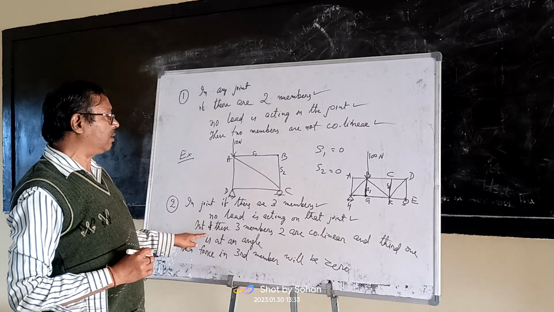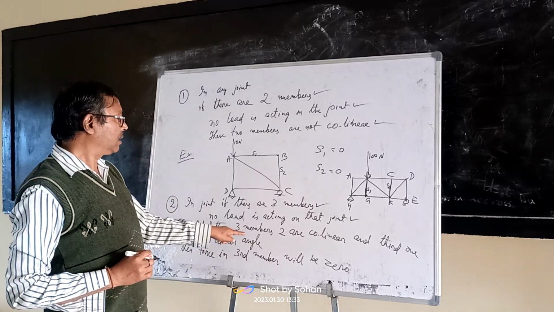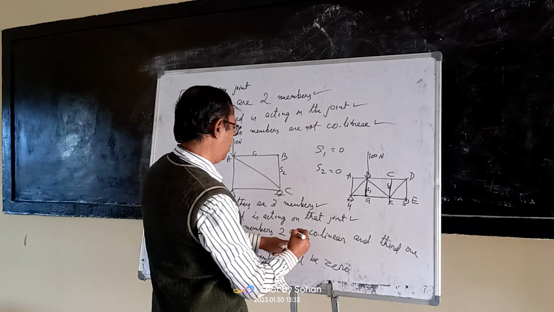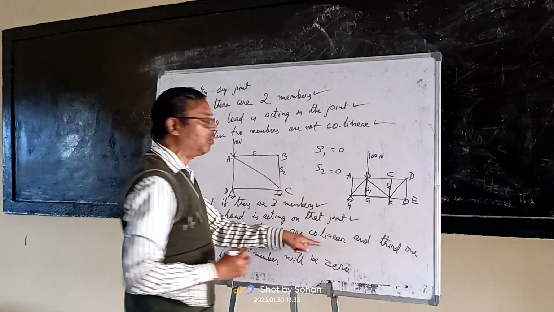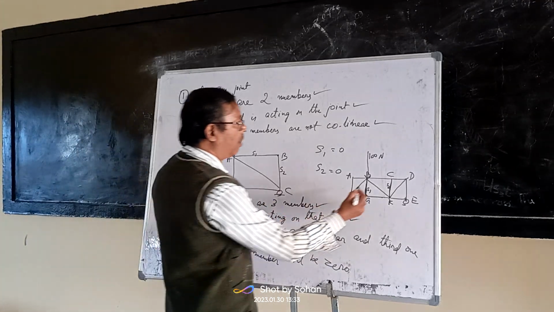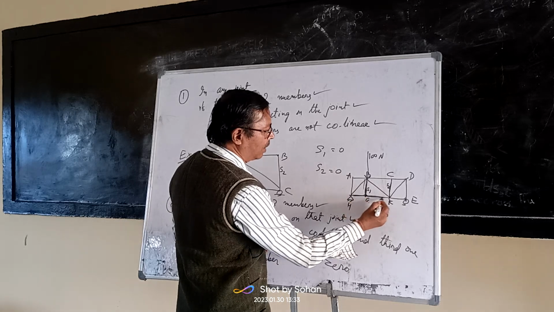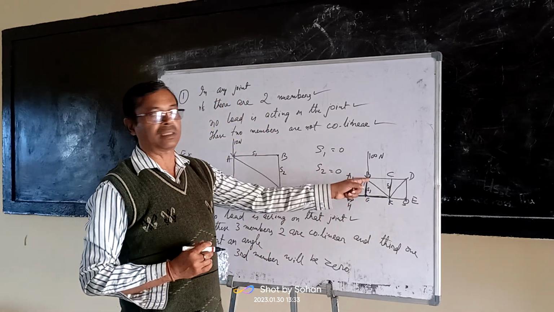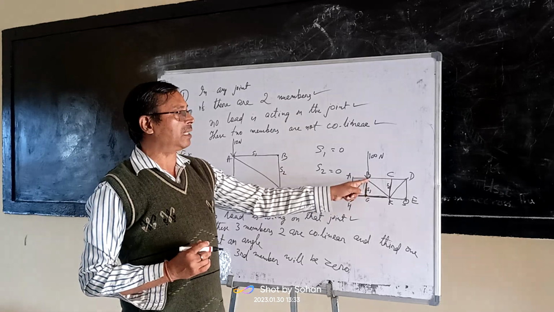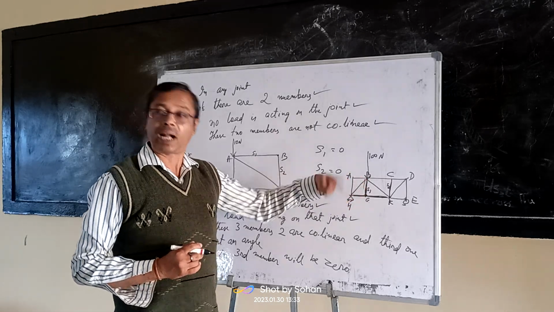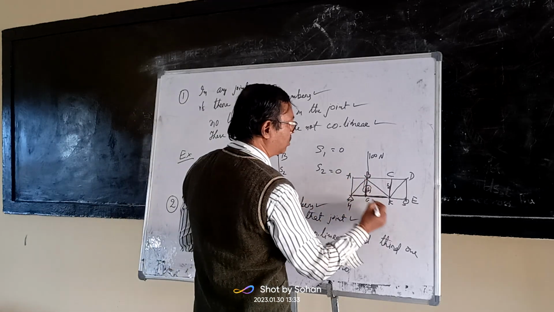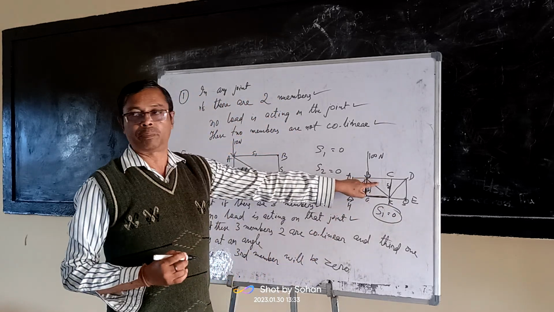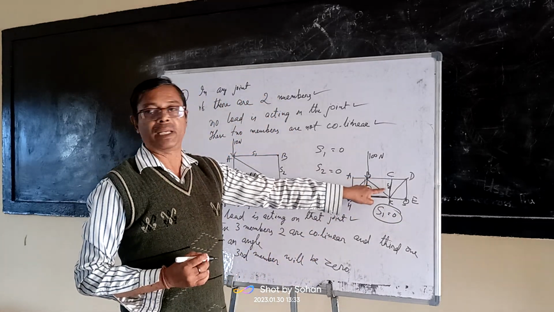Come to the third condition. That is, out of these three members, two are collinear. So out of these three members, these two are collinear, meaning they are on the same line. But the third one is at an angle. So the force in the third member will be 0. That means S1 will be equal to 0. Based on the same principle, you can find the value of S2 also.